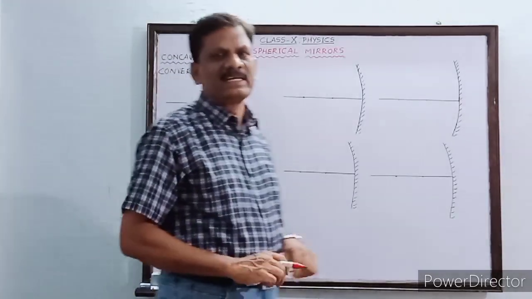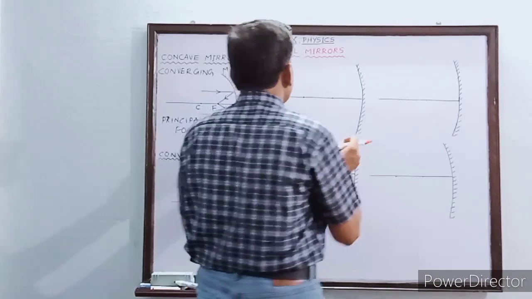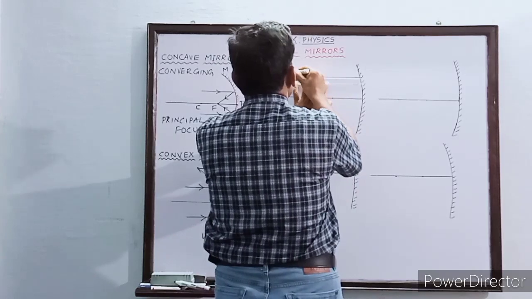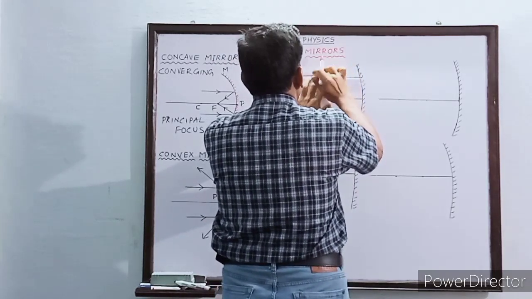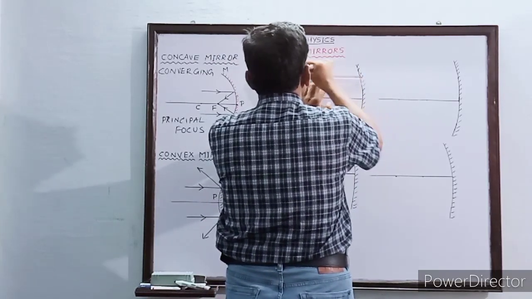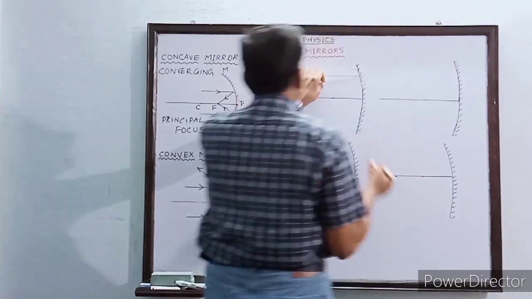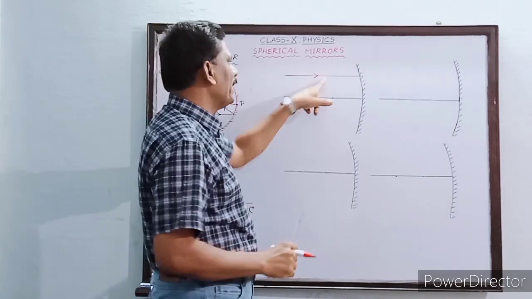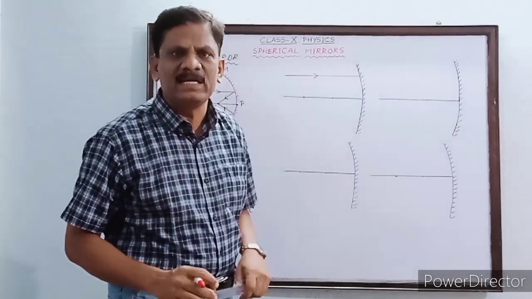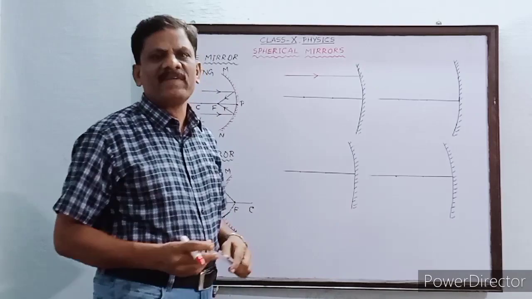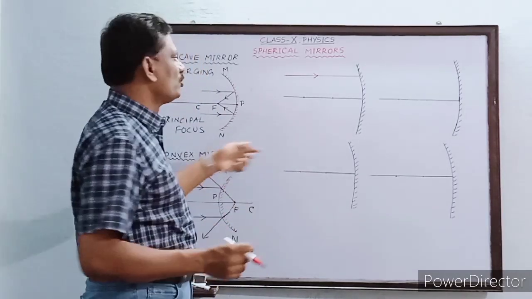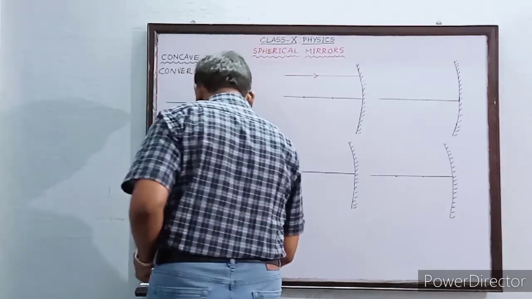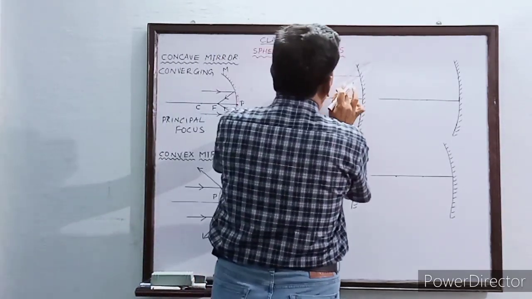So I am going to first consider an incident ray. You see here, I have to keep the scale parallel to the principal axis, and I will draw a straight line. Okay, this is the incident ray. You see here, the incident ray. Is the incident ray passing parallel to the principal axis or not? Okay, how will it be reflected? The reflected ray should pass through the principal focus.